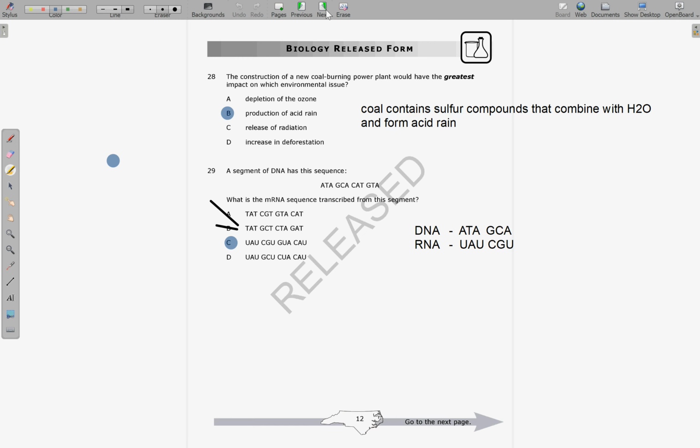Number 29, notice that they give you DNA, but they're asking for RNA. So you have to transcribe from DNA to RNA. Remember that when you go from DNA to RNA, C always bonds to G, G always bonds to C. A will bond to U, and T will bond to A.